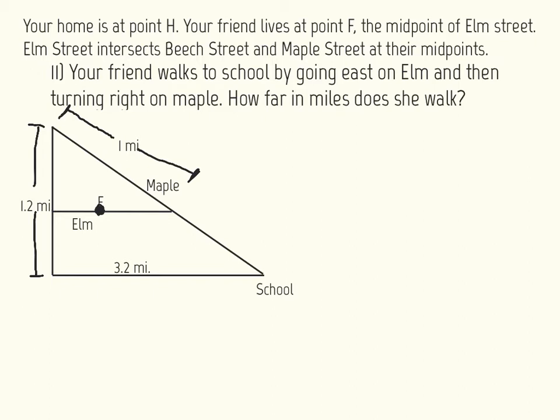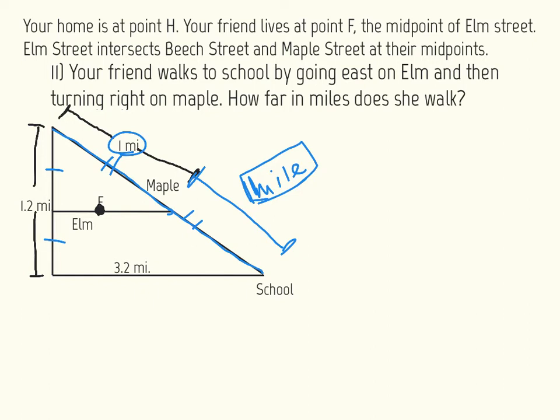So we have to look at it in a different way. So we know that this is a mid-segment and this is a mid-segment. Okay, so that tells me if this is a mid-segment here, the second part, that's a mid-segment. So that means that this distance right here is also 1 mile, because you knew that that was 1 mile, and they're the same. Okay, so we know she walks at least 1 mile once she turns on Maple Street to the right.